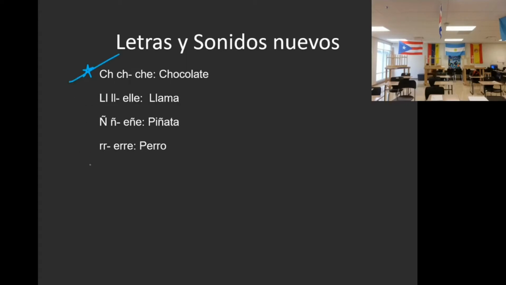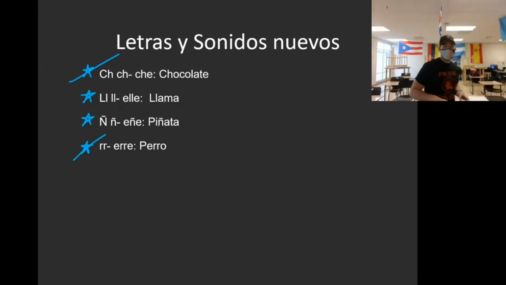The ll, this guy right here, he is an actual letter in the Spanish language. Next one right here, ñ is definitely a letter in the Spanish language. And once again, while I was in high school and I was learning the new language, rr, this guy right here, was an actual letter of the alphabet, but he no longer is a letter of the alphabet. So ch and rr have been removed from the Spanish alphabet, but ll and ñ still exist. I'm going to leave them up here.